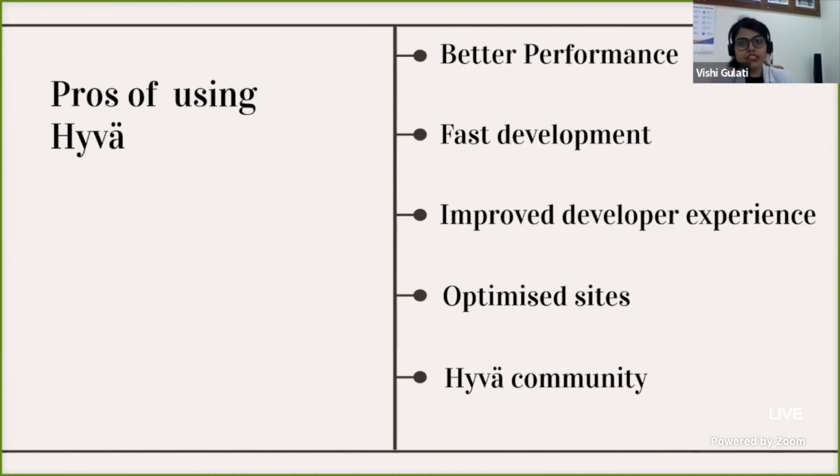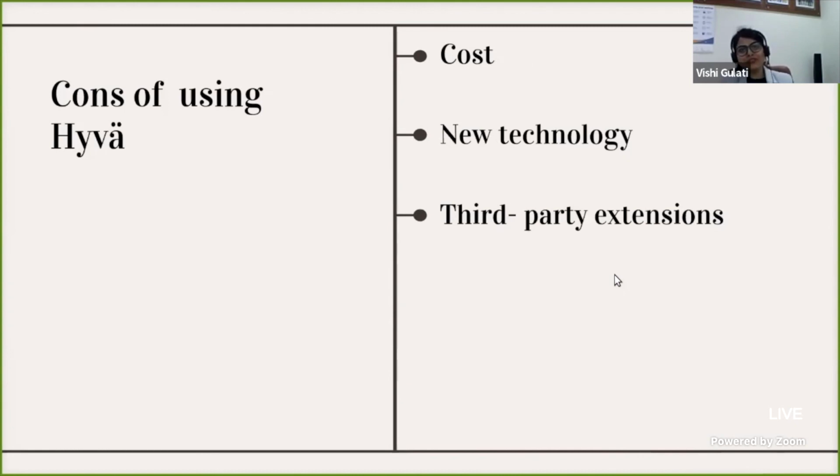And the best part is the Hyvä community. In the Hyvä community, if you have any problem, you can ask there anytime. Everyone there is ready to help you at any time, whether it's Vinay, William, or anyone else from the Hyvä community. A little bit of cons, I wouldn't say cons, it's just a few concerns. That is the cost. We know the cost of Hyvä is €1,000, which means a lot for us. But there is a surprise on that as well, which we'll talk about later.